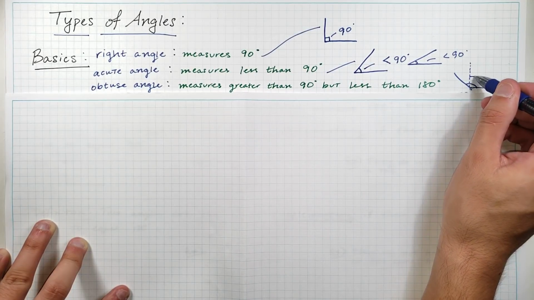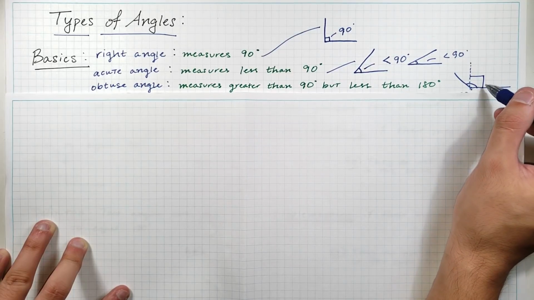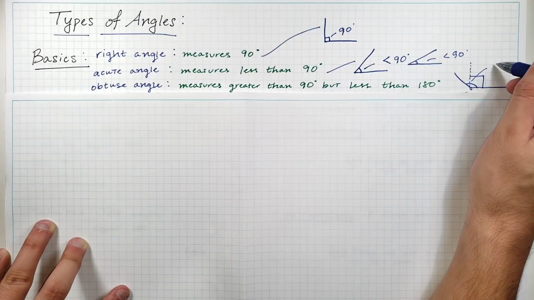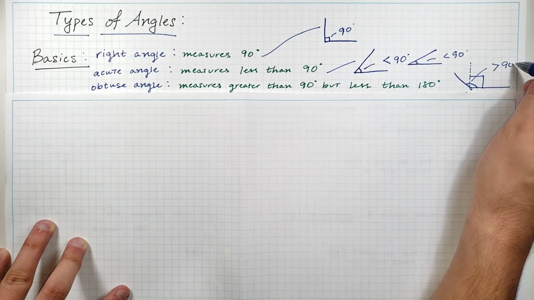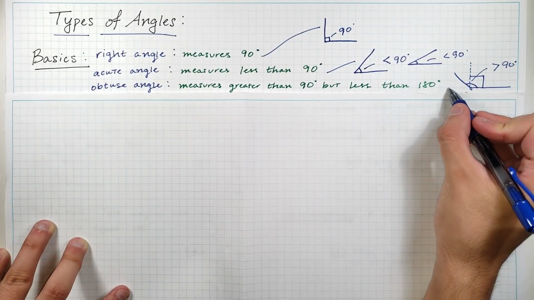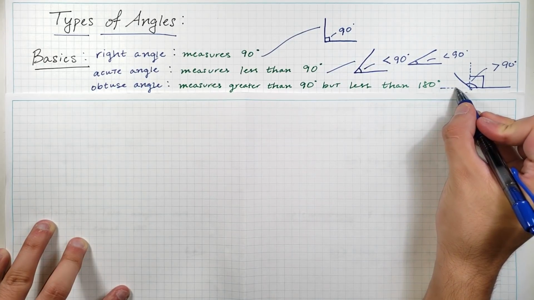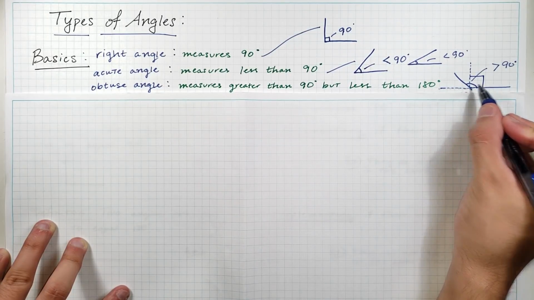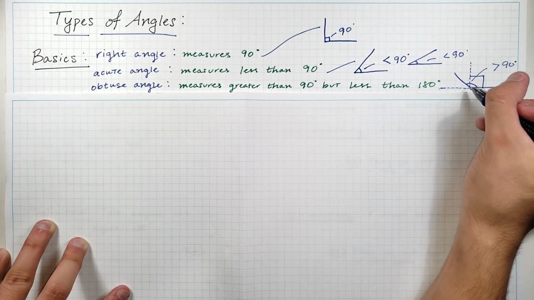Okay, so like this right here would be 90 degrees. And then the obtuse went over the 90 degrees. So it's greater than 90 degrees, but it's less than 180 degrees. So it's less than this line right here. This straight line has 180 degrees. All right, and it's less than that.